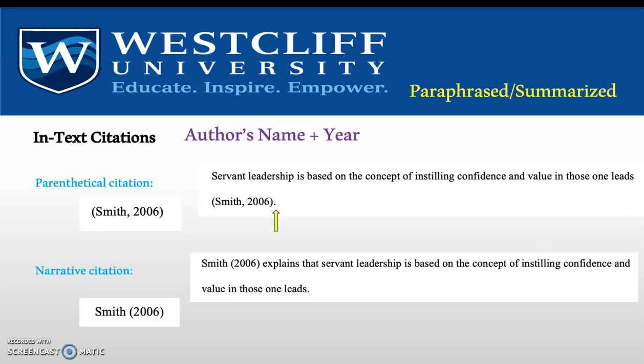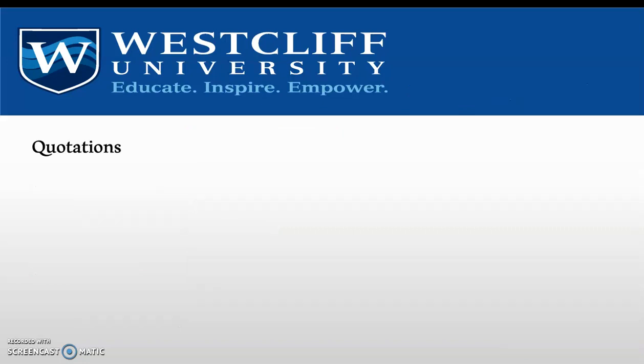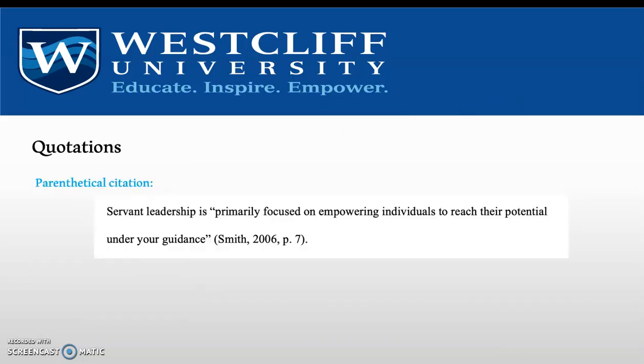With a narrative citation, students are able to start their sentence by referring to the author, and the only thing that goes in parentheses is the year. If there is no date, they simply write n.d. With quotations, the only thing that changes is that they now need to have the page number, and they obviously are also using the double quotation marks. There is a space after the period, p. space 7.